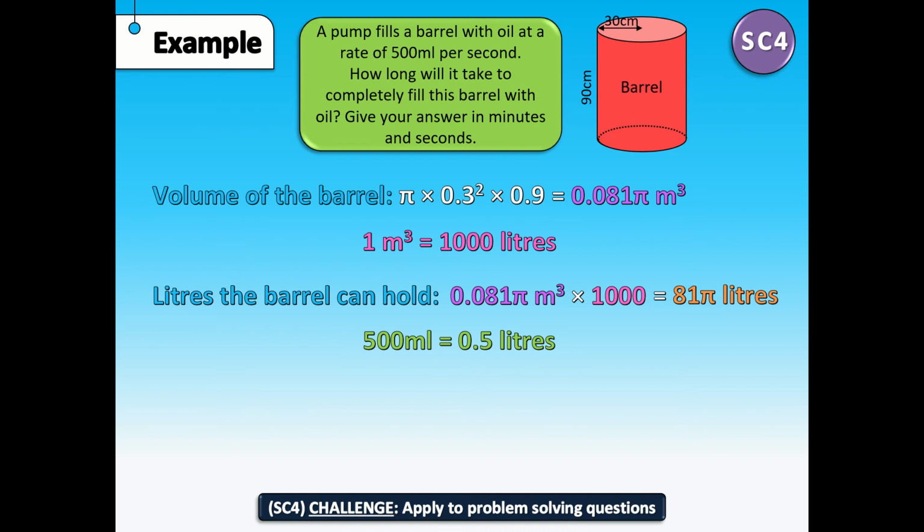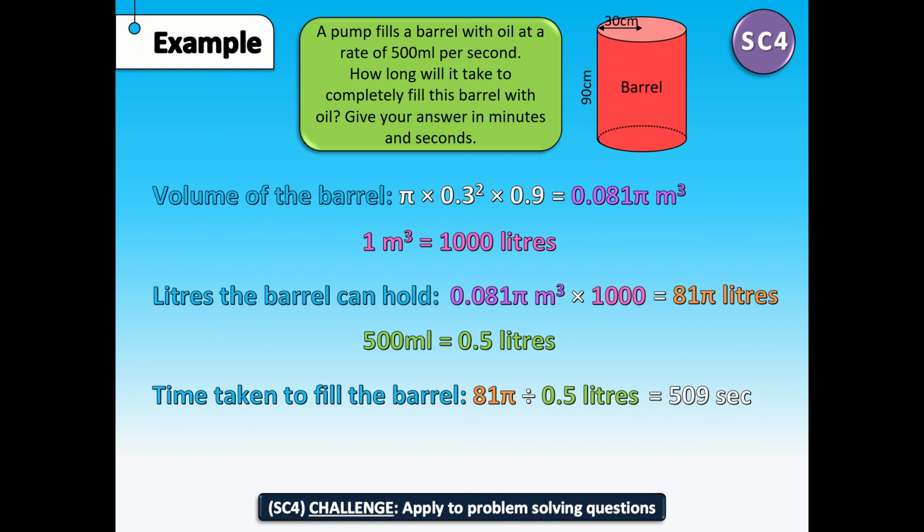Now 500 milliliters is half a litre. So the time taken to fill the barrel will be 81 pi divided by 0.5, which is 509. Now that's in seconds because it says the barrel is filled at a rate of 500 milliliters per second. So that's how many seconds it takes. So we'll convert that to minutes and seconds. It would be 8 minutes and 29 seconds.